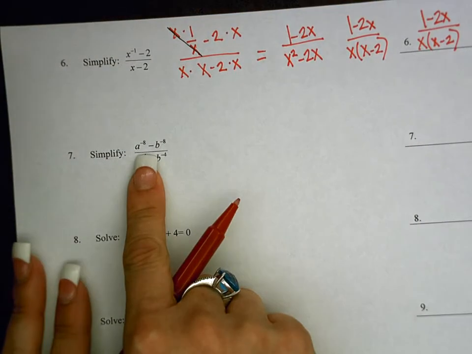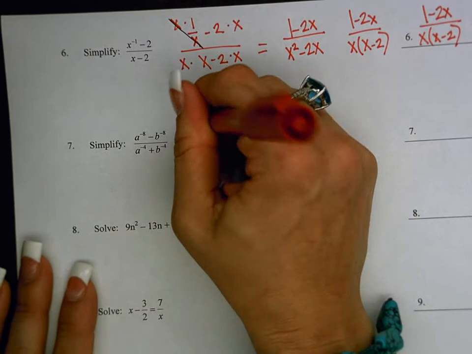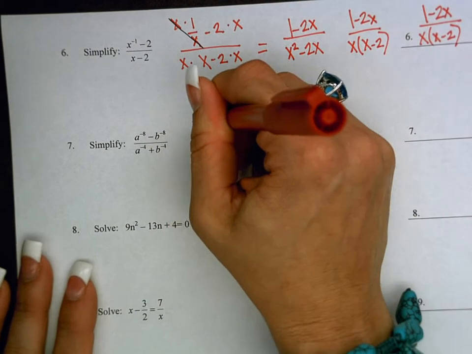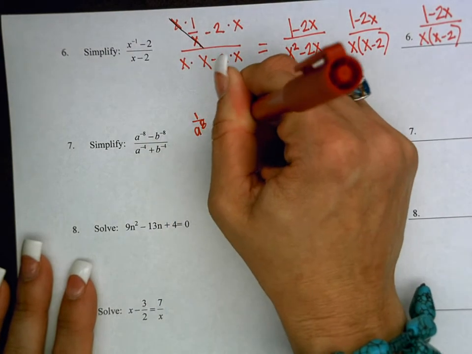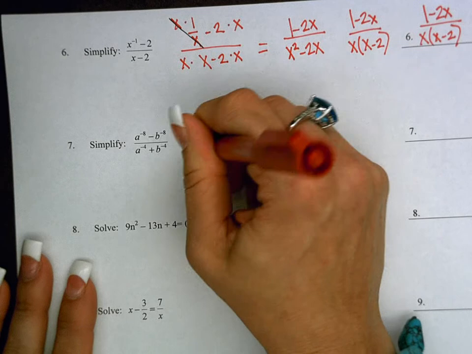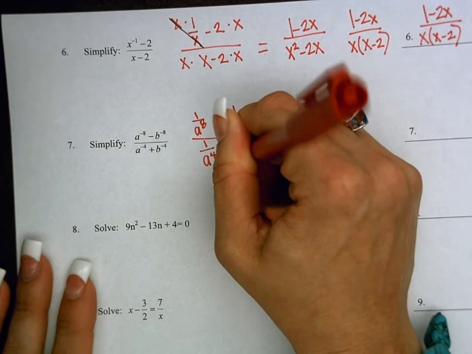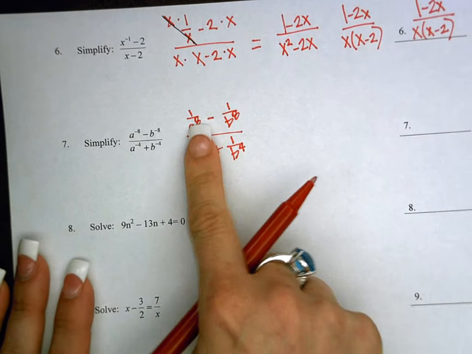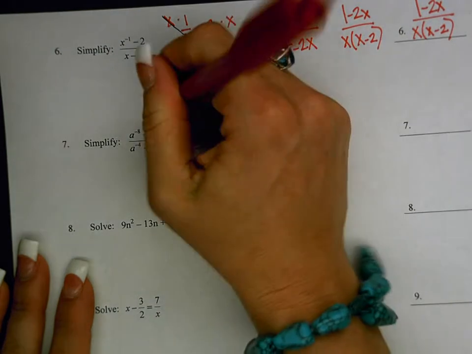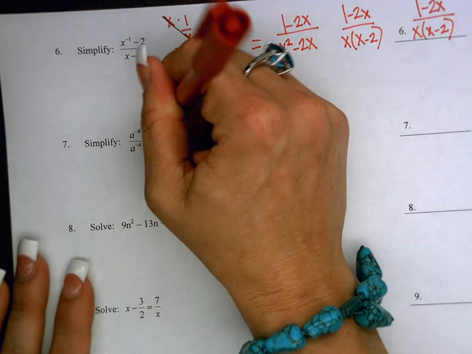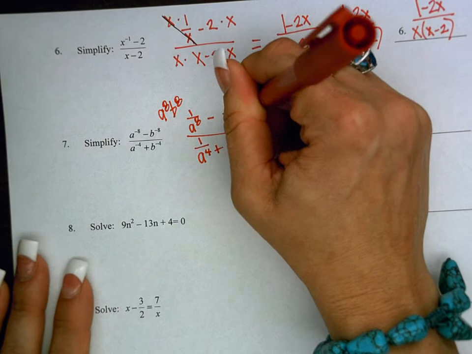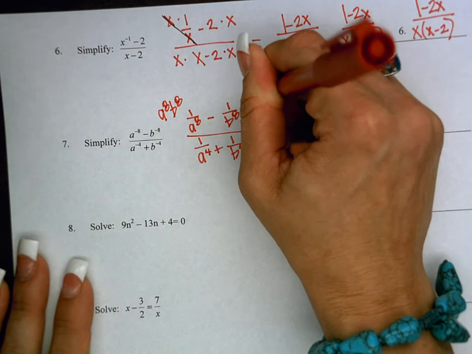Same thing here. Bury your negative exponents. So 1 over a to the 8th minus 1 over b to the 8th, divided by 1 over a to the 4th plus 1 over b to the 4th. To eliminate all of these denominators, you're going to multiply everything through by a to the 8th, b to the 8th. Multiply every part by a to the 8th, b to the 8th.